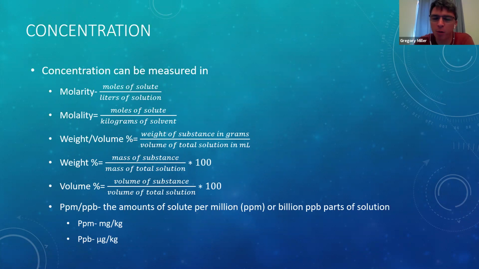Two other ones you might run into are ppm and ppb. They are the amount of solute per million or per billion parts of that solution. Again, the units are very, very specific. Milligrams of solute per kilogram of solution. Milligram per kilogram is very specific for ppm. That's how you get your million-fold difference. ppb, parts per billion, is micrograms per kilogram. So these are different units of concentration and how to find them.